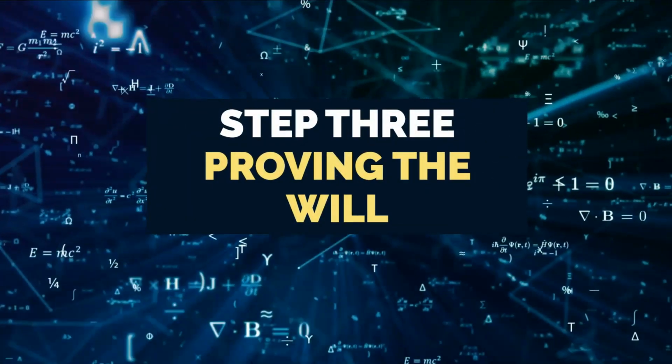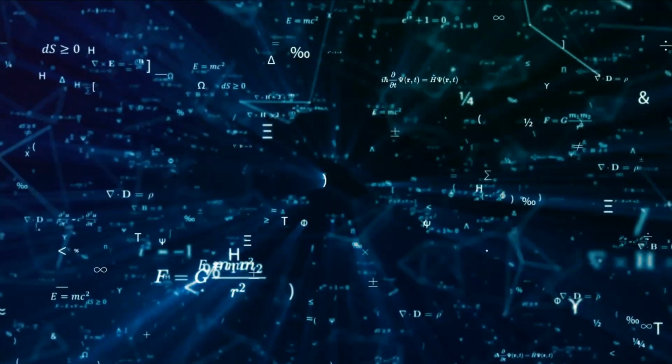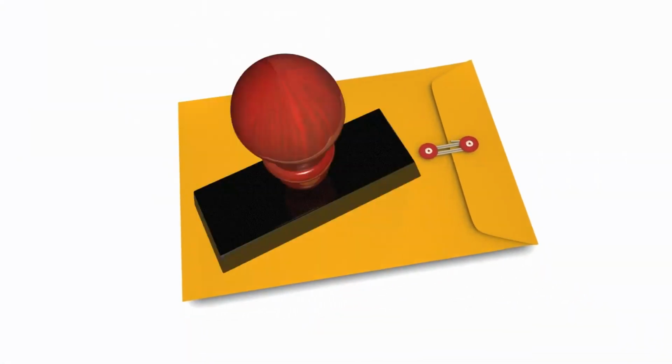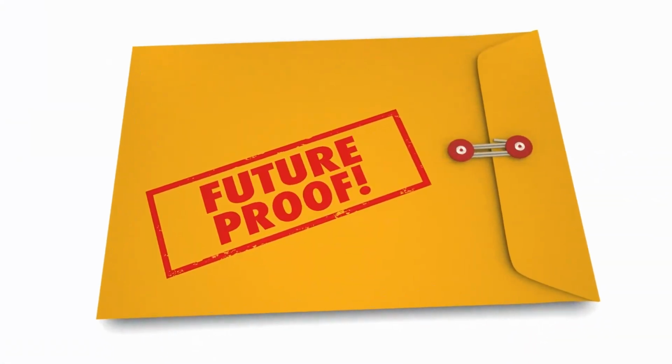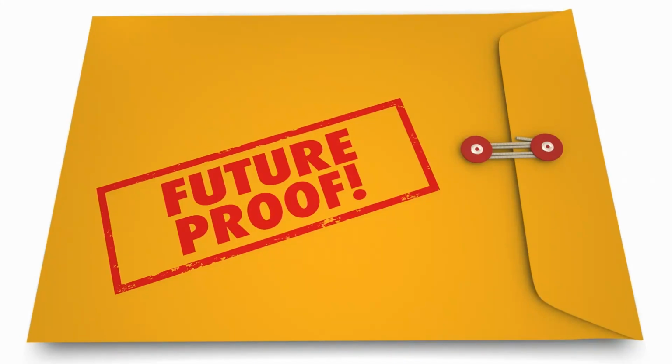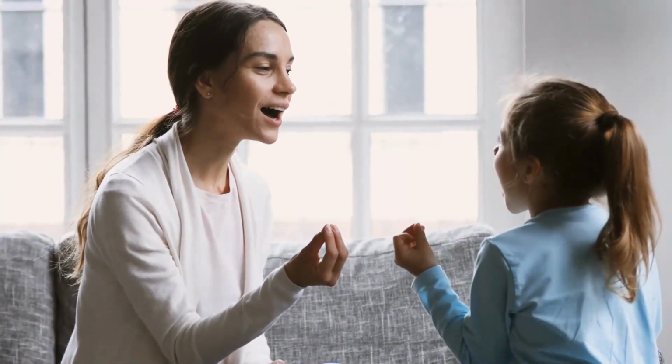Step 3. Proving the will. If there is a will, it is necessary to prove the will unless it qualifies as a self-proving will. In some cases, the will contains specific language which makes it unnecessary to prove the validity of the will.